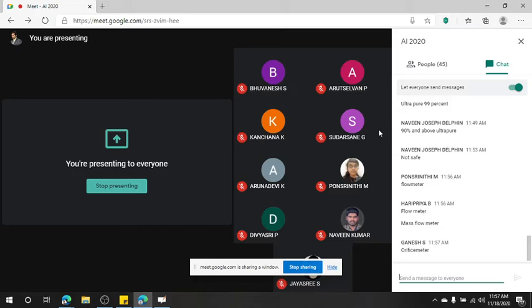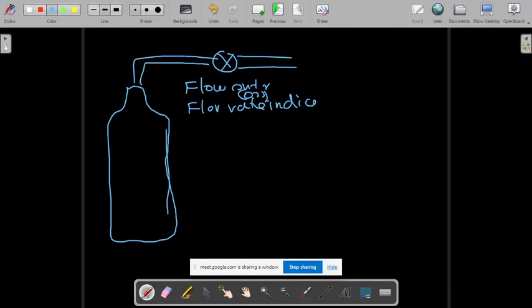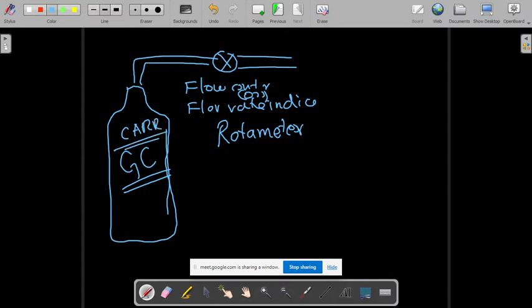Some more flow meters. Orifice meter. Then orifice actually comes under variable area flow meters. You have variable area flow meters. You have vortex flow meters. Okay, so have you heard of rotameter? Rotameter is the flow meter that is employed in a gas chromatography pressurized cylinder. Okay, this is your carrier gas for GC. You have a rotameter which is employed.